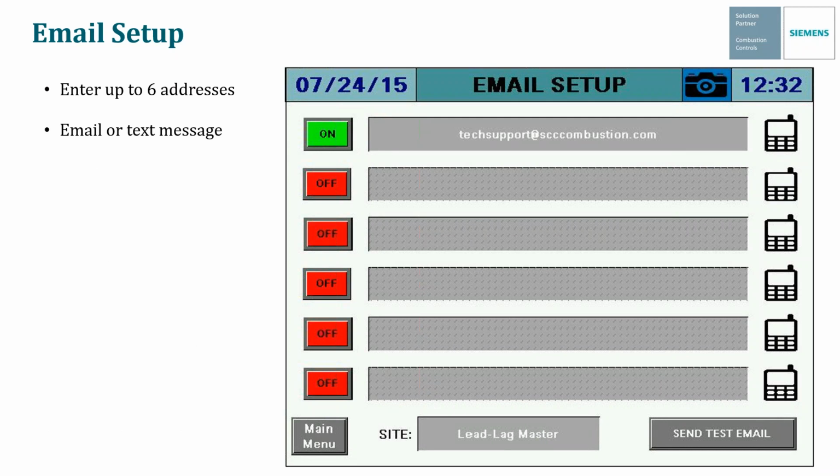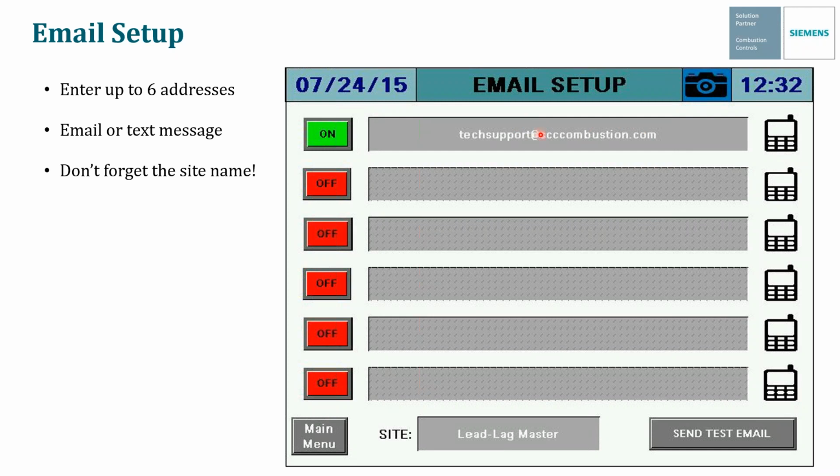So if you wanted to set up an email, you would just simply turn on the address by clicking on the button on the left, and then you would type out the email right here. If it was a phone number, like a cell phone number that you wanted to send a text message to, you actually click on the cell phone on the right here, select what cell phone carrier it is, and then enter the phone number, and then it would be entered into this bar, and you'd have it all set up, okay?